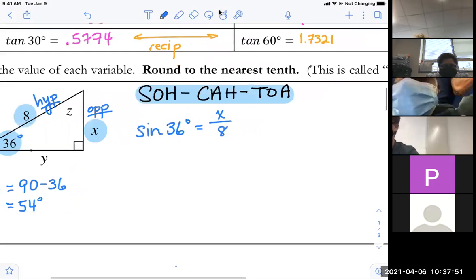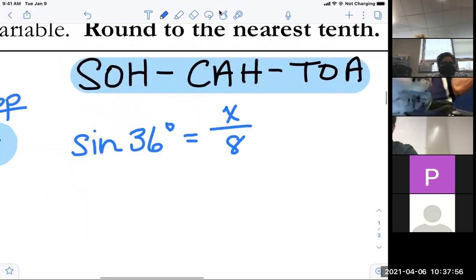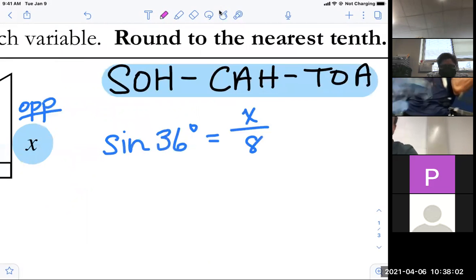Okay, now this is an equation. Sine of 36 is just a number. How do you solve for x? How do you get x alone? The x by itself. Multiply by 8, right? And then that's what we're typing in the calculator.